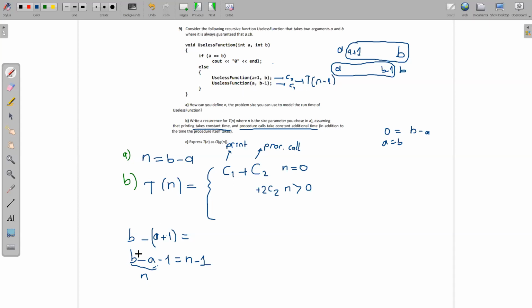For that part, it says b minus 1 minus a, and b minus a is n, so it is again n minus 1. Then another T(n minus 1), and 2 times T(n minus 1). And these are the 4 procedure calls, these are the C2s. Now I can move on to the C part.